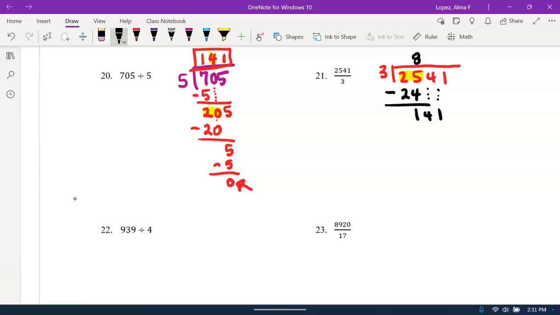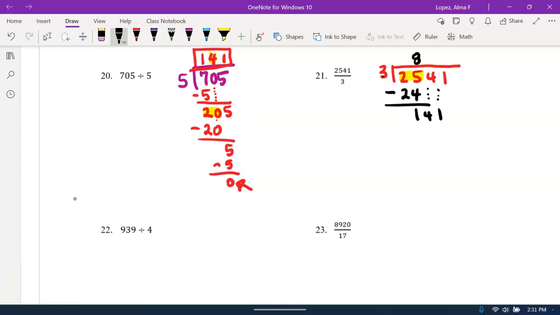And we're going to do it again. Does 3 divide into 1? No. Does 3 divide into 14? Yes. How many times does 3 go into 14? Well, 3 times 4 is 12.